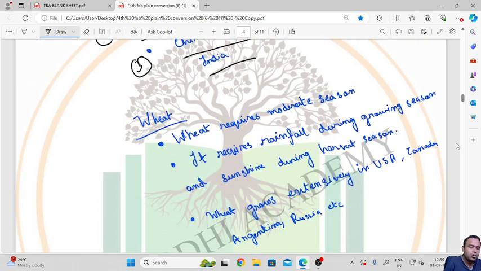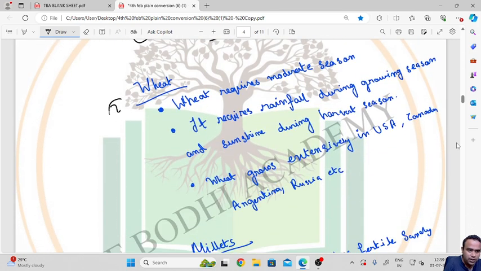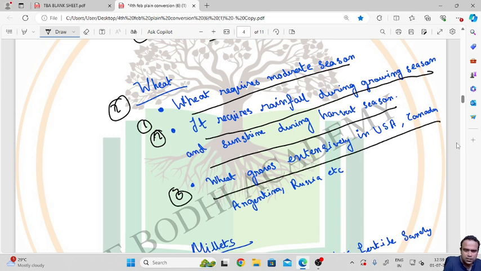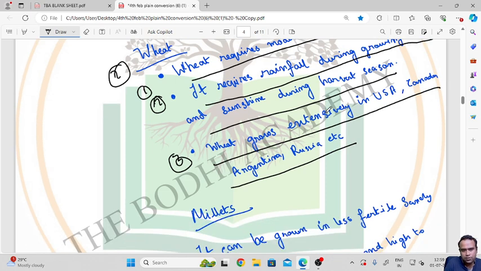We are going to talk about another food crop, wheat. Wheat requires a moderate season. It requires rainfall during the growing season and sunshine during the harvest season. Wheat grows extensively in USA, Canada, Argentina, Russia, etc. These are the major wheat growing countries.